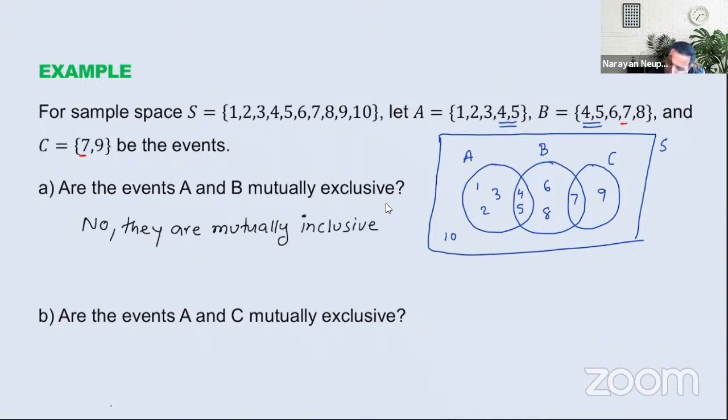They are not mutually exclusive. Instead, they are mutually inclusive. How about A and C? Do A and C share anything in common? Is there anything common between A and C? No. That means they are mutually exclusive, right? Yes. So they are mutually exclusive.